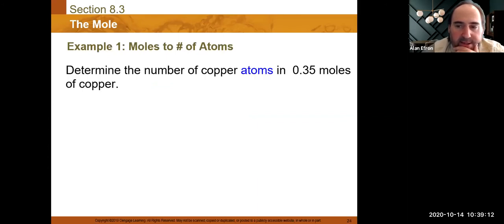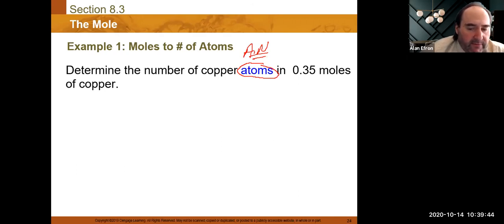So if we take a look at, for example, this here, we want to determine the number of copper atoms there are in 0.35 moles of copper. When we look at this sort of problem, there are a couple of key words that help us understand what we should be using. The first one is atoms. So we're looking for atoms, which means we do need to use Avogadro's number somewhere along the way.